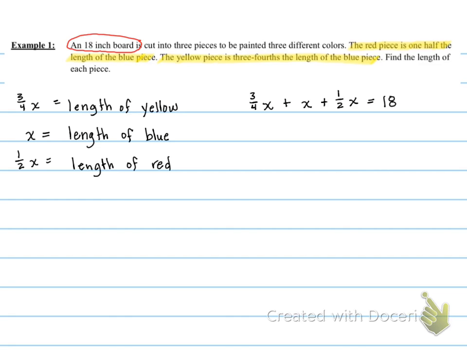So my LCM is 4. I'm going to multiply all 4 of those terms by 4 over 1. So we've got 4 over 1 times 3/4 x plus 4 times x plus 4 times 1/2 x equals 4 times 18.